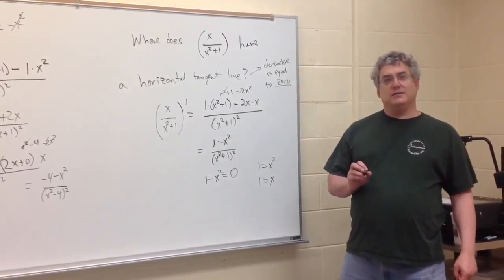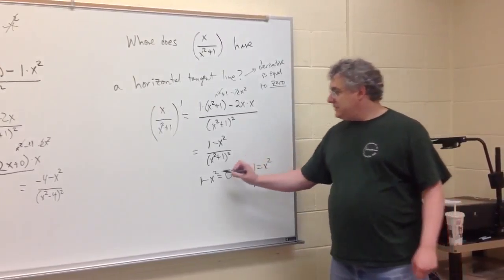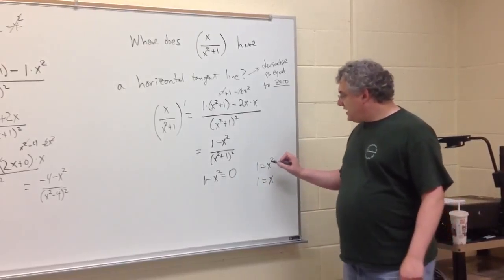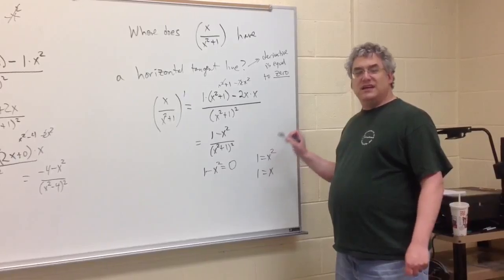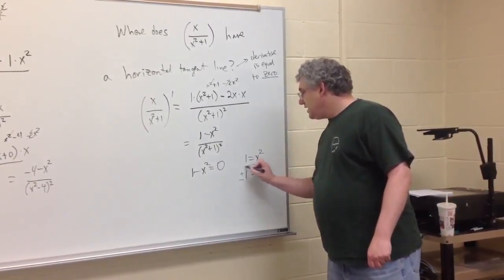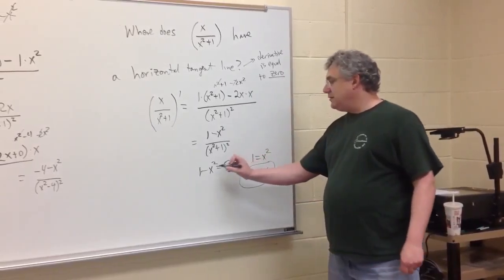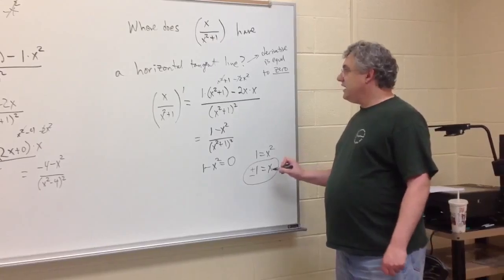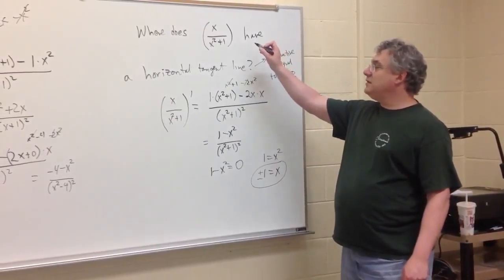What did I forget? This step's good. This step's good. What's wrong here? What's wrong here is when you square root, you've got to remember your pluses and minuses. Because minus 1 also works. Try it. Minus 1 squared is 1. 1 minus 1 is 0. Those are our answers. That's where this is horizontal.